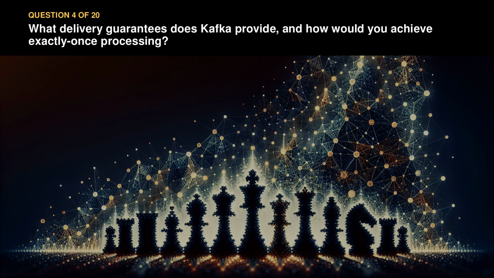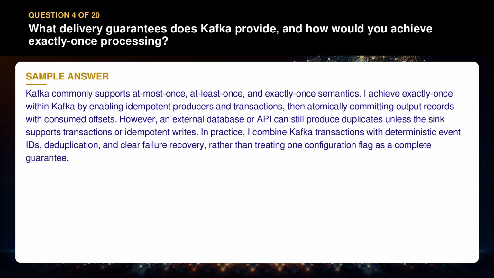Question 4. What delivery guarantees does Kafka provide, and how would you achieve exactly once processing? Kafka commonly supports at most once, at least once, and exactly once semantics. I achieve exactly once within Kafka by enabling idempotent producers and transactions, then atomically committing output records with consumed offsets. However, an external database or API can still produce duplicates unless the sink supports transactions or idempotent writes.